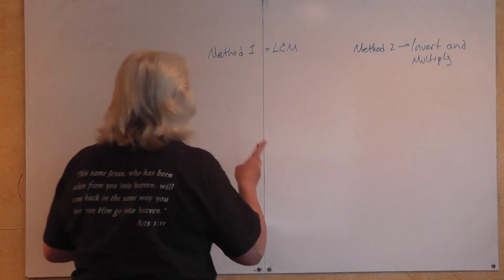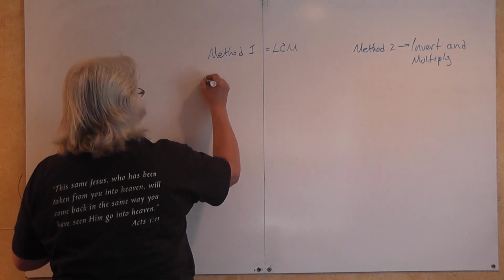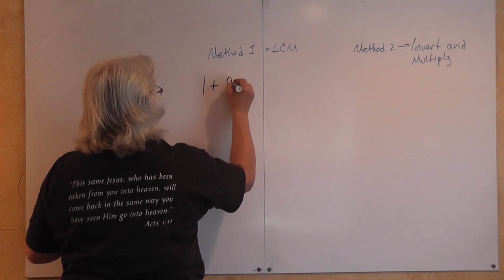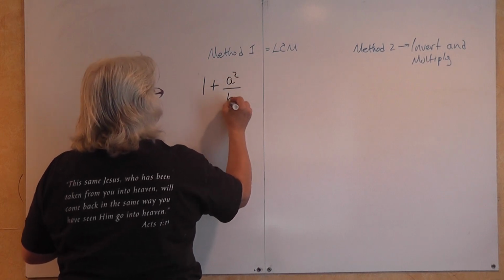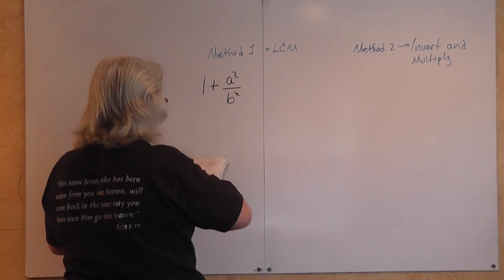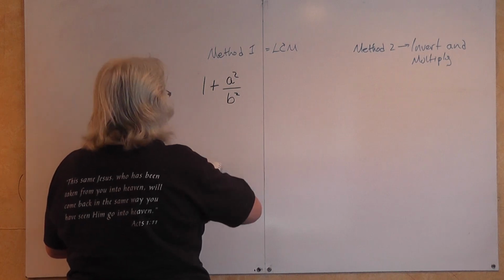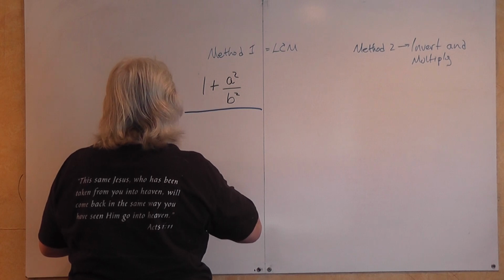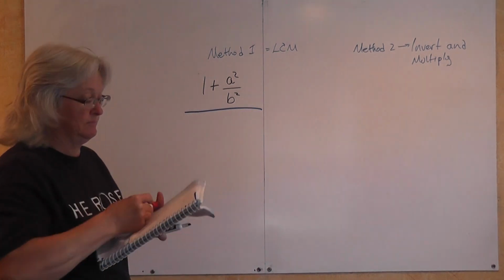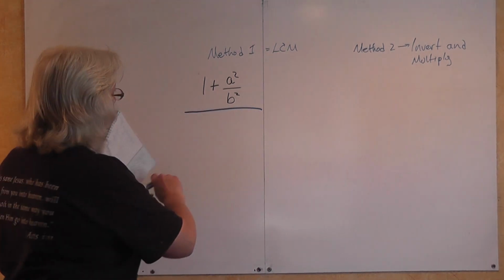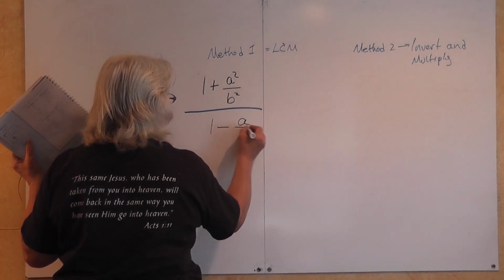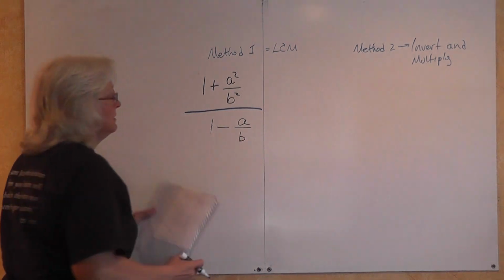In our numerator we have 1 plus a squared over b squared. In our denominator we have 1 minus a over b.